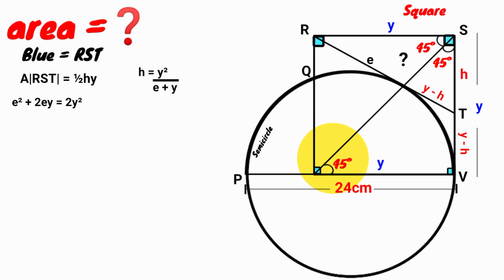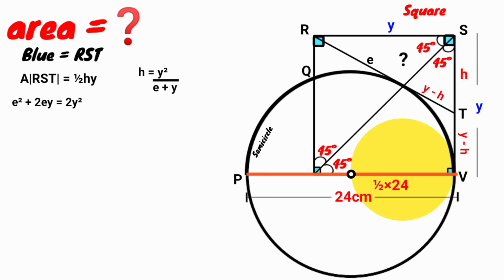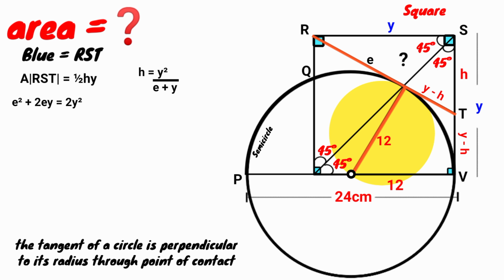Come back here. Since this angle is a right angle and we have this part of it to be 45 degrees, this must also be 45 degrees. This line is a diameter of the circle and its length is 24. From the center of the circle to this point on the circumference is a radius, which is half the diameter. 1/2 times 24 is 12 units. From the center to this point of contact of tangent RT is also a radius, which is 12 units in length. Recall the rule that the tangent of a circle is perpendicular to its radius through the point of contact.